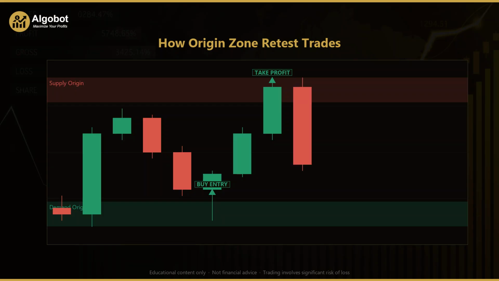From there, buyers step back in. Price lifts away from the zone over the next candles and eventually reaches the take profit target above. The long trade is complete, and the strategy is flat again, ready for the next setup.